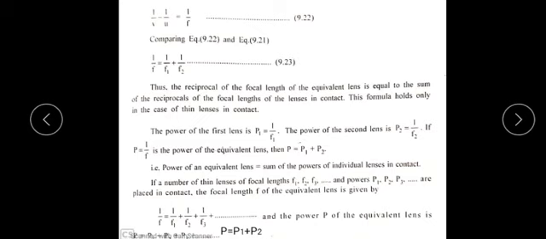Then if many thin lenses of focal lengths f1, f2, f3 and so on are taken, and the powers of the lenses are P1, P2, P3 and so on, and they are placed in contact, the focal length f of the equivalent lens is given by 1 by f is equal to 1 by f1 plus 1 by f2 plus 1 by f3 and so on. Then the power of the equivalent lens is P is equal to P1 plus P2 plus P3 and so on. So this is the concept of thin lenses in contact.